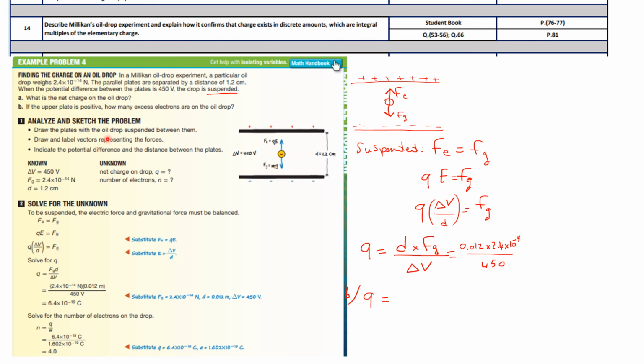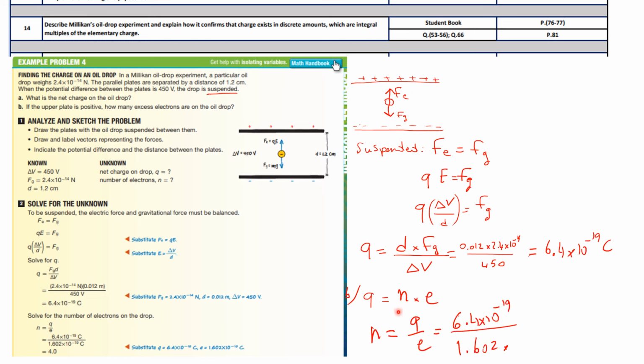So the question, question A: what is the net charge? We need to calculate Q. Starting from this equation where the electrostatic force QE equals the force of gravity. The force of gravity is already given: it's 2.4 times 10 to the power of minus 14 Newton. And E, as we discussed in the previous slide, equals delta V, the electric potential difference, divided by the distance. With a simple rearrangement of the equation, or using the calculator, the answer is 6.4 times 10 to the power of minus 19 Coulomb.